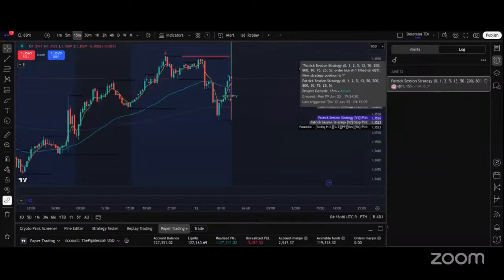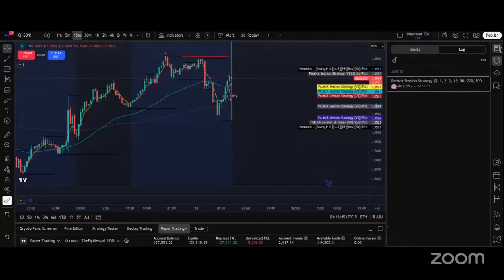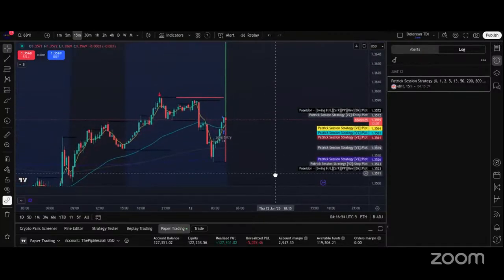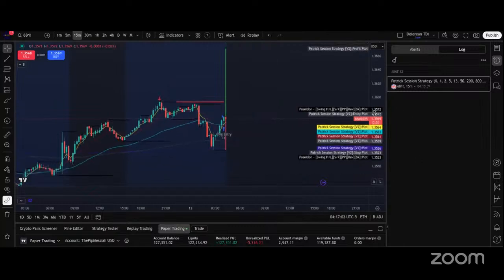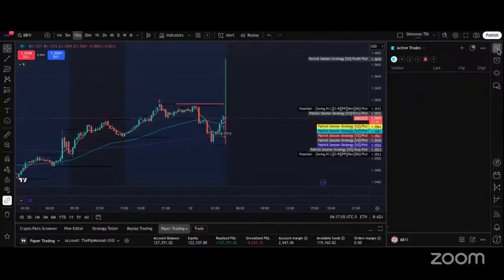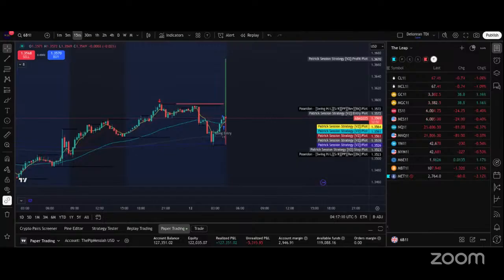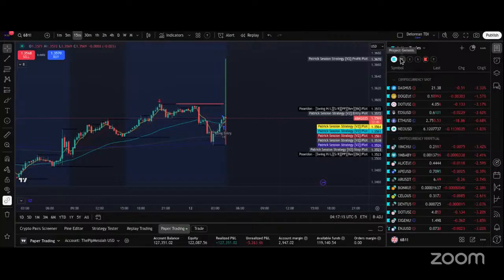Six B1. Now this one I do like. Price is above aqua, gray, and blue, and you have aqua, gray, blue. This one's good. All right, so this one we will call. Let's go to buy to 1.367.